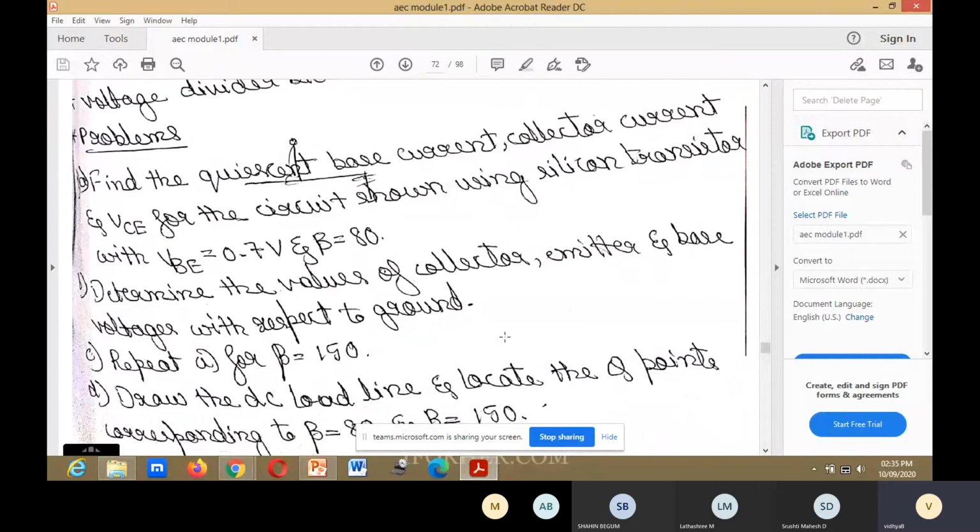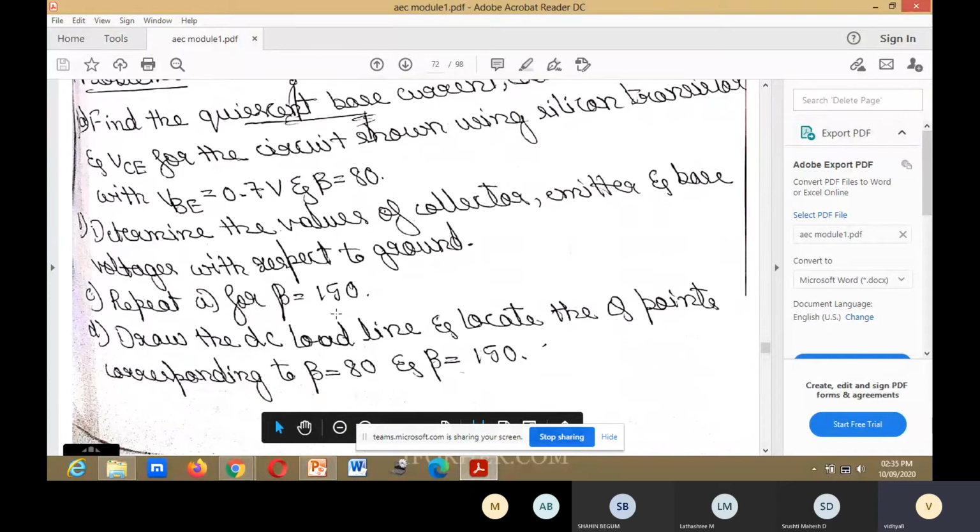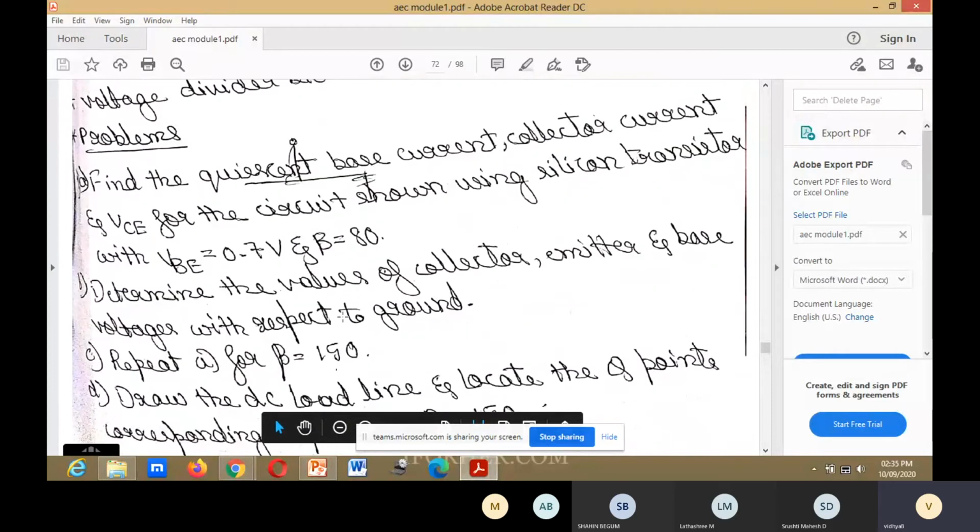For the given circuit, VBE is equal to 0.7 and beta is equal to 80. And next we need to find out VC, VE, VB. And next we need to repeat for beta equal to 150. First I will solve for beta equal to 80. You need to solve for beta equal to 150.